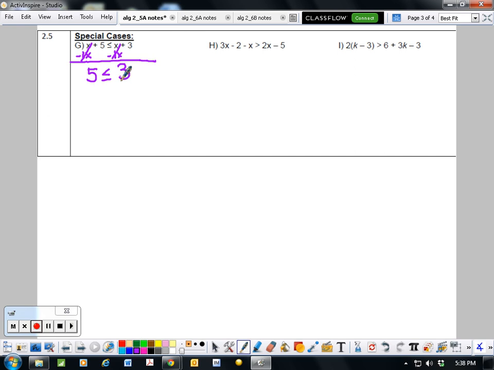And so now we have to look at the truth of the statement. Is 5 less than or equal to 3? And since it's not less than or equal to 3, the answer would be no solution. And you can also do the circle with a line through it that also stands for no solution. I like that because I have to write less that way.